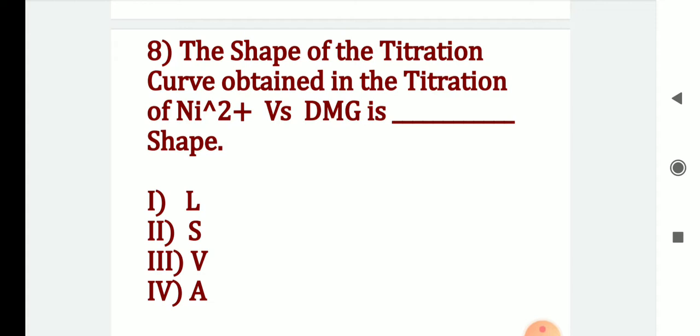After the end point, nickel will be exhausted and DMG will be in excess, and this will start to react at the cathode, and the current will start to rise. So the shape of the curve will be V-shaped. First a fall in current, then a rise in current.